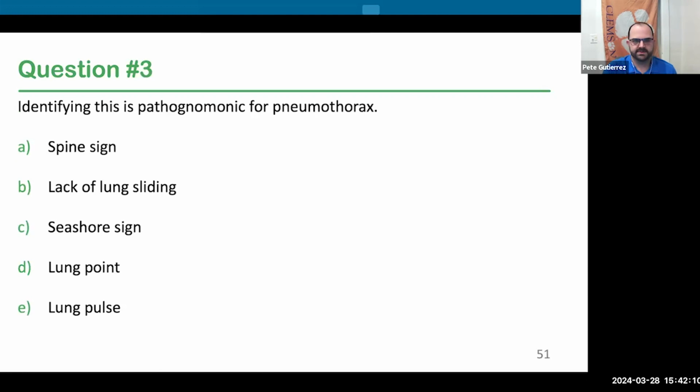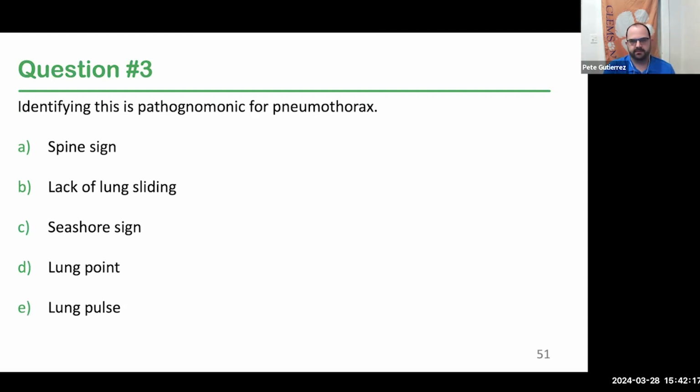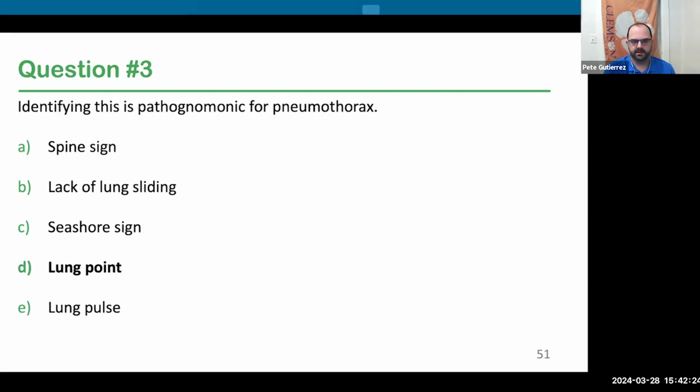All right, last question. The pathognomonic sign for pneumothorax should be the lung point. So you found the leading edge of the pneumothorax.